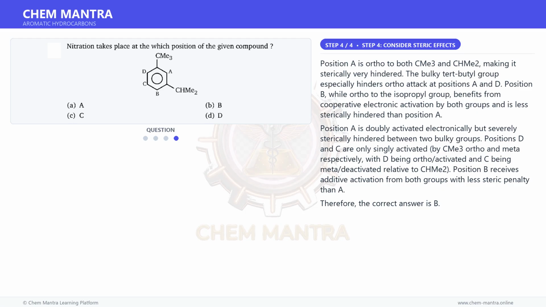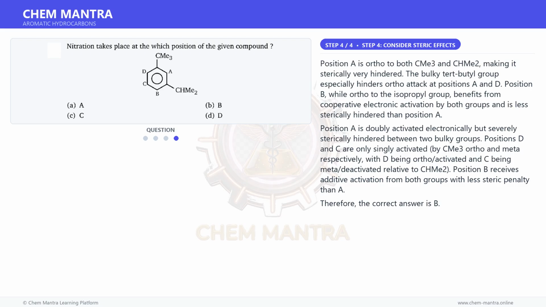And for the final step, position A is ortho to both CMe3 and CHMe2, making it sterically very hindered. The bulky tert-butyl group especially hinders ortho attack at positions A and D. Position B, while ortho to the isopropyl group, benefits from cooperative electronic activation by both groups and is less sterically hindered than position A.